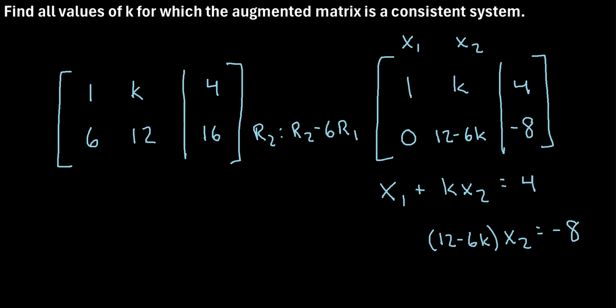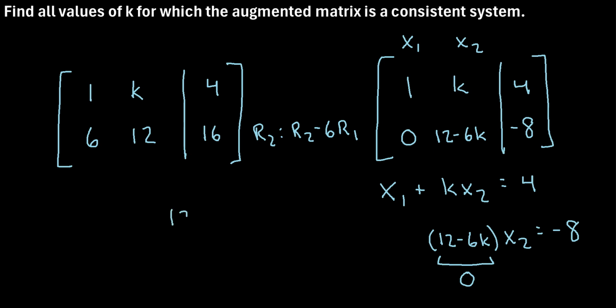So is there any way that we would not be able to solve for x2 right here? Well, notice that if the value in these parentheses was equal to 0, then 0 times anything would be equal to 0, which can never be equal to negative 8. So as long as these parentheses don't equal 0, we can solve for x2. So let's figure out for what value of k would actually make these parentheses equal to 0.